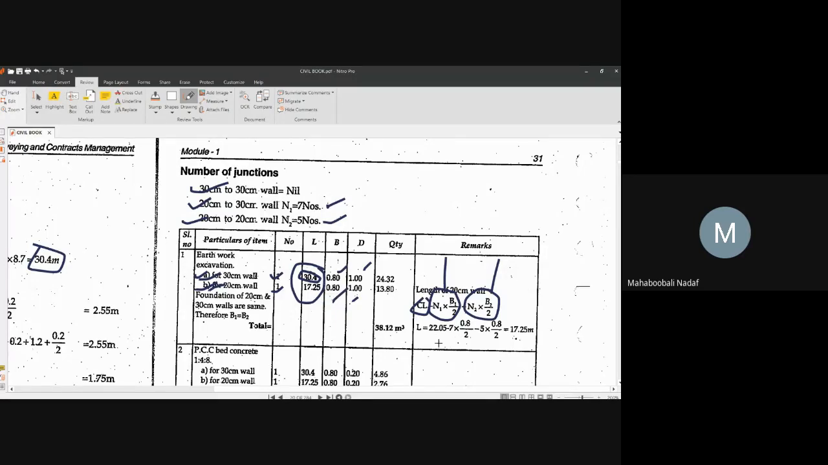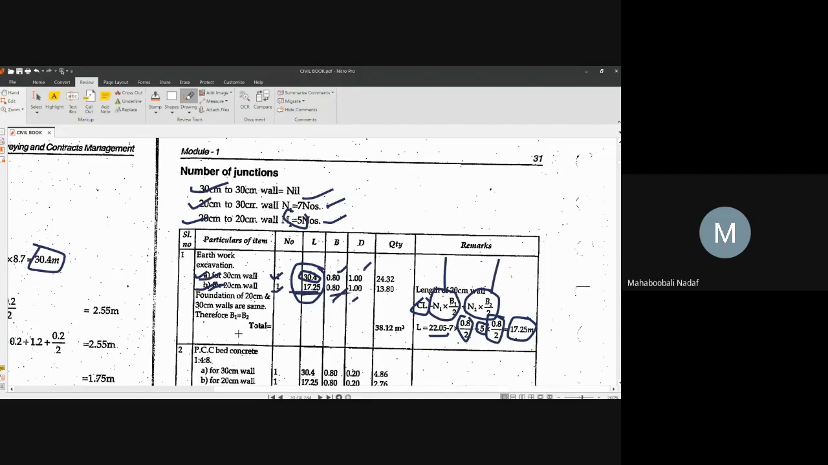So that is why the center to center, which was calculated as 22.05, is reduced by N1 into B by 2. For 20:30, how many junctions were there? 7 junctions. What is the width of that item? 0.8 by 2. Similarly, the other junctions are 5, for the same item, so again 0.8 by 2. By simplification you will get 17.25. That value you have written here.